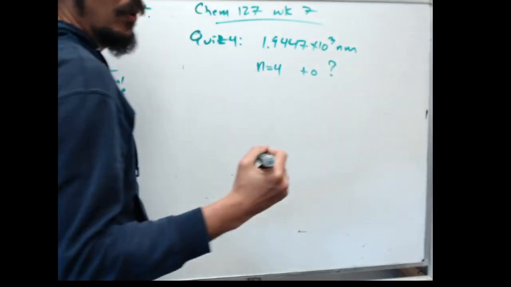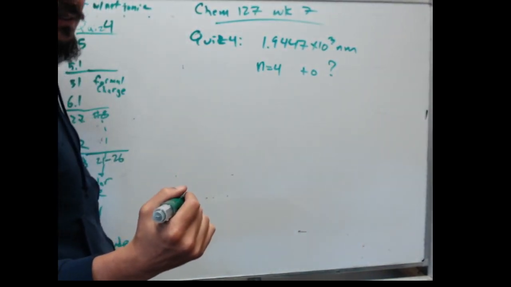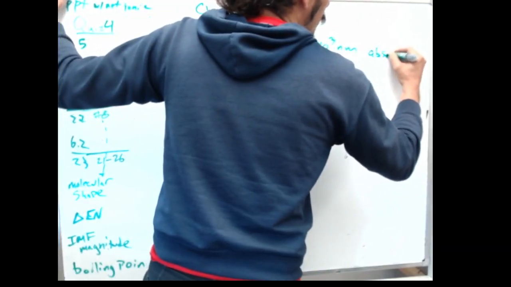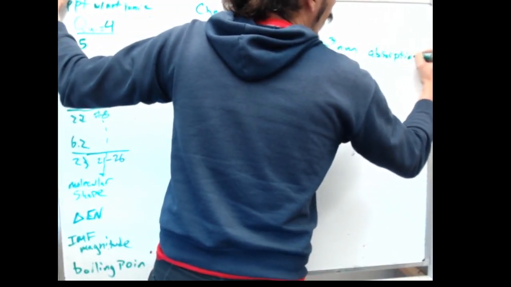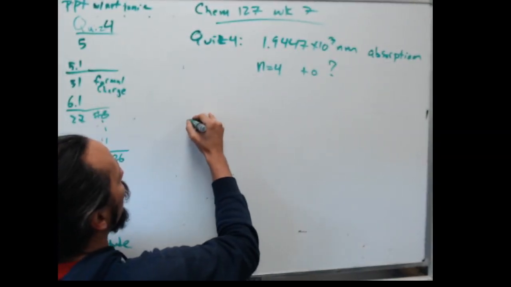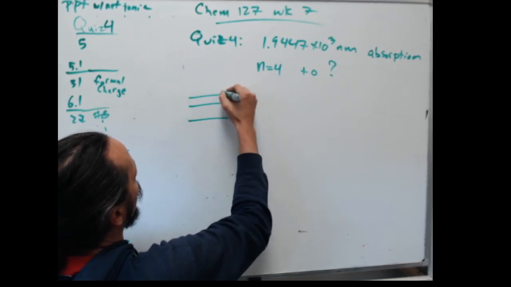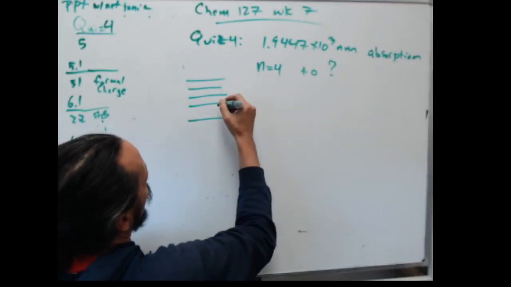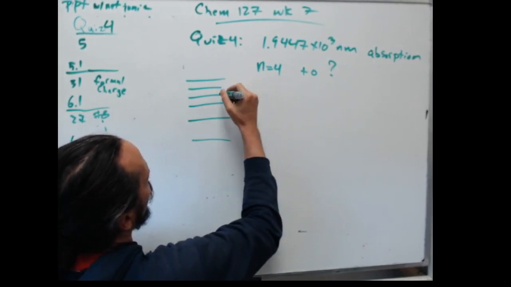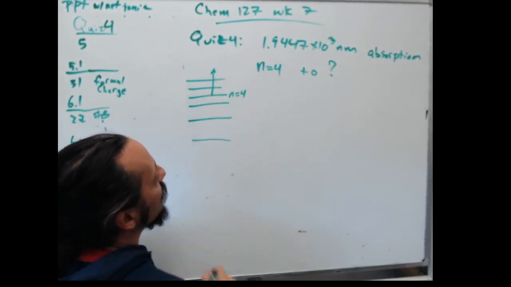Actually, I missed one of the important words. What was one of the important words? Absorption. Why does that matter? Yeah. It means it's going up. So that means when we solve this, if this is our n equals 4, put another line in there, this has to be going up to something.